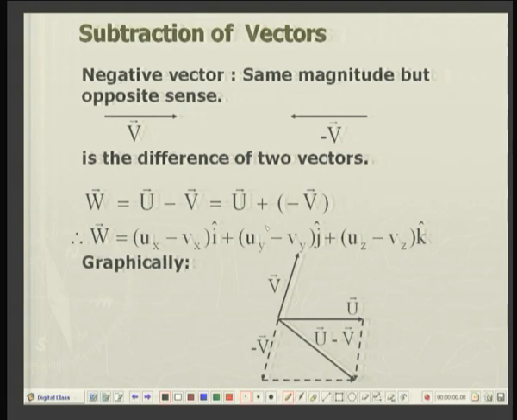Graphically again we can look at it. Here is the u vector, here is the v vector, both direction wise and magnitude wise, and for the reverse, by extending the line in the opposite direction, we will get the minus v vector. So you continue this line and then you complete the parallelogram, and the diagonal of this parallelogram shown here will give me the difference vector u minus v. So both addition and subtraction operations are quite easily understood.